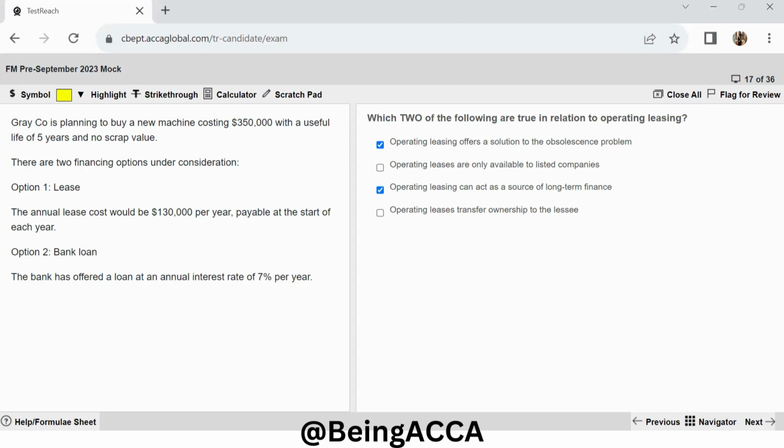Now, operating leases transfer ownership to the lessee. No, this actually happens in financial leases, and that is why this is not the right answer. So I have option 1, obsolescence problem, and option 3, source of long-term finance as the right answer.